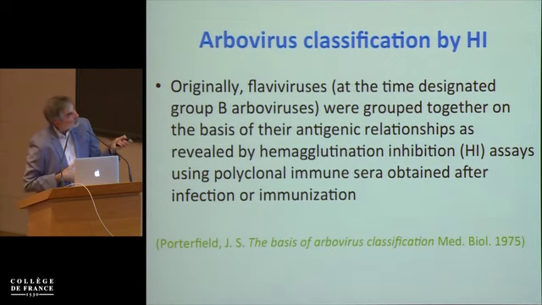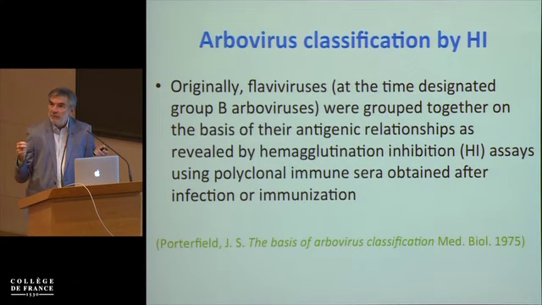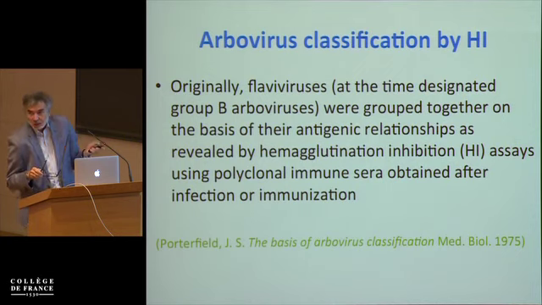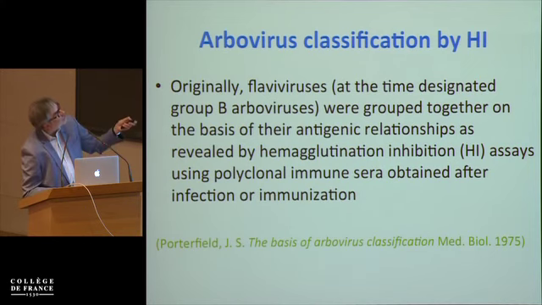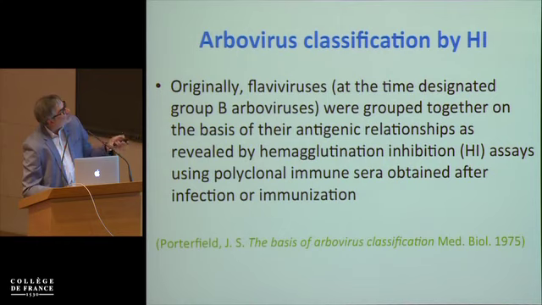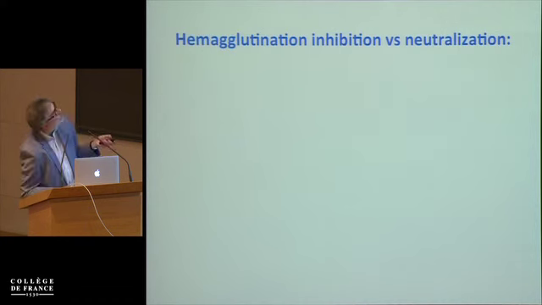Using this assay, they used sera from people and checked whether they were cross-reactive, whether they would inhibit this hemagglutination. If they did, the viruses were put in the same group. So this is how group B was defined and turned out to be arboviruses. This is back in 1975, when the genomes were not known.